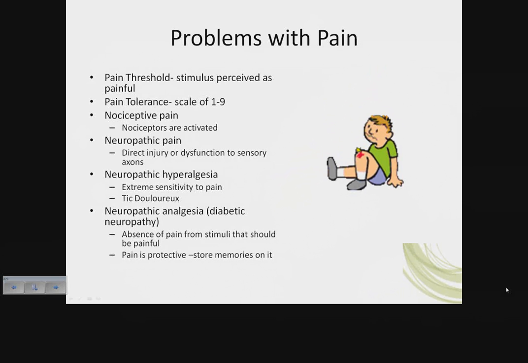Now we can take it a step further and say, are these neurons oversensitive? In which case we say neuropathic hyperalgesia. Algesia means more sensitive to pain. And this person with this neuropathic hyperalgesia would be more sensitive to pain. And the classic example of that is tic douloureux. Now, tic douloureux is basically this neuropathic hyperalgesia, and I'd like to tell you a little bit about it.